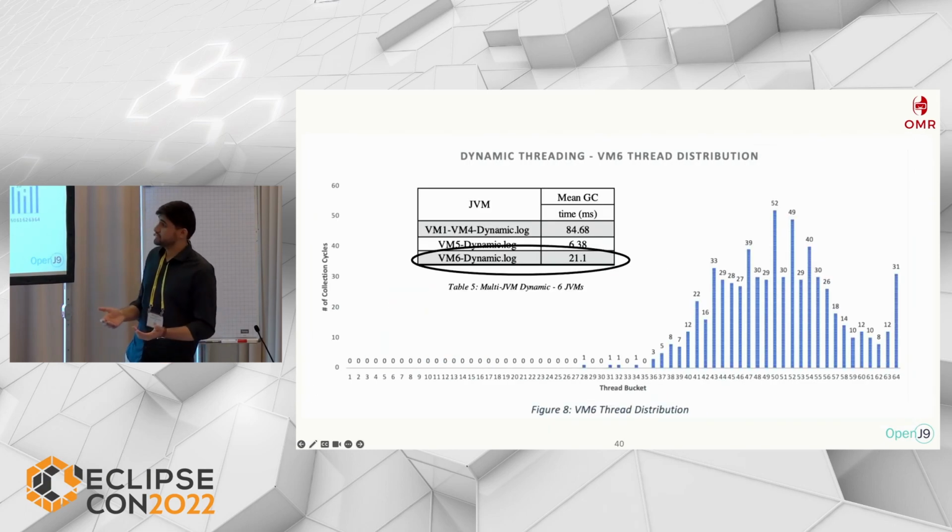And so this is for the 6th workload, VM6. Again, we can see that there are some cycles that use the total number of threads, but again, the distribution lies somewhere between 40 to 50 threads.